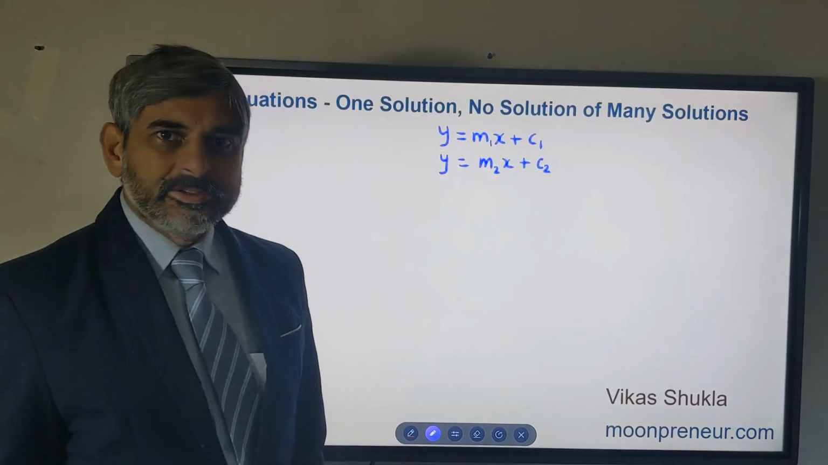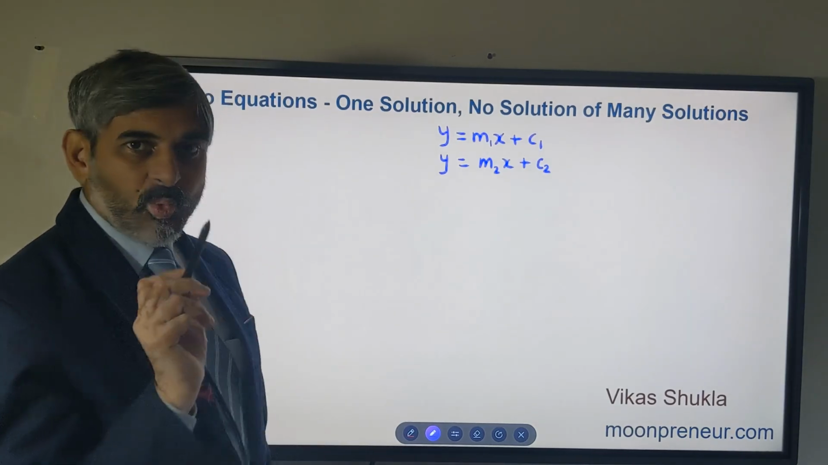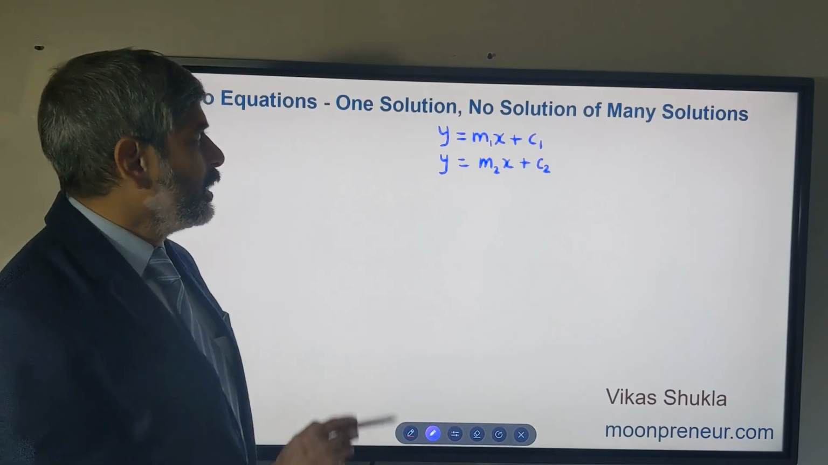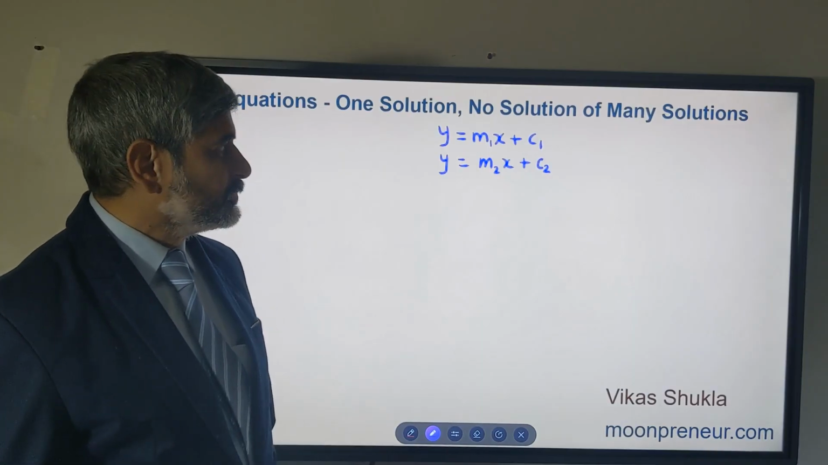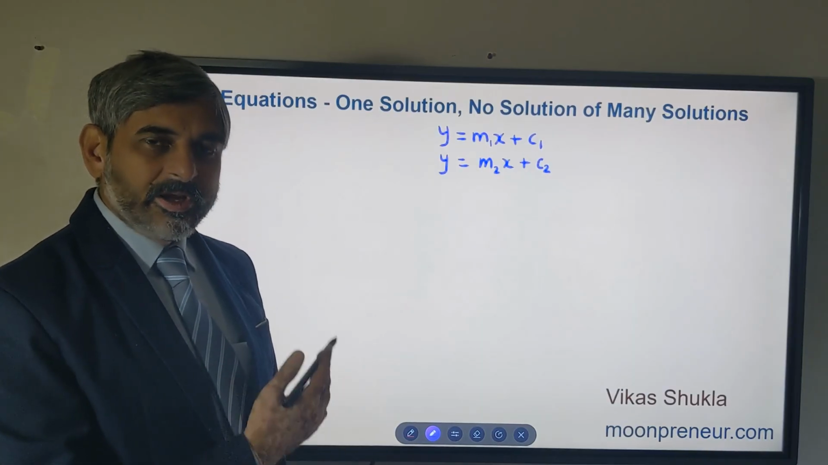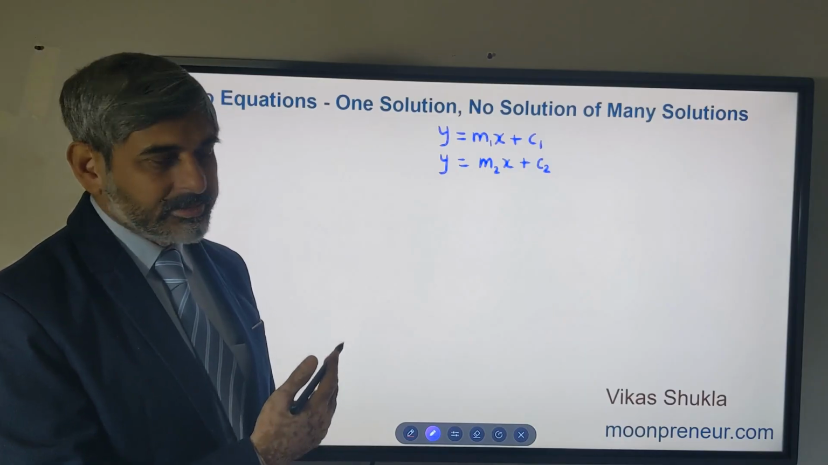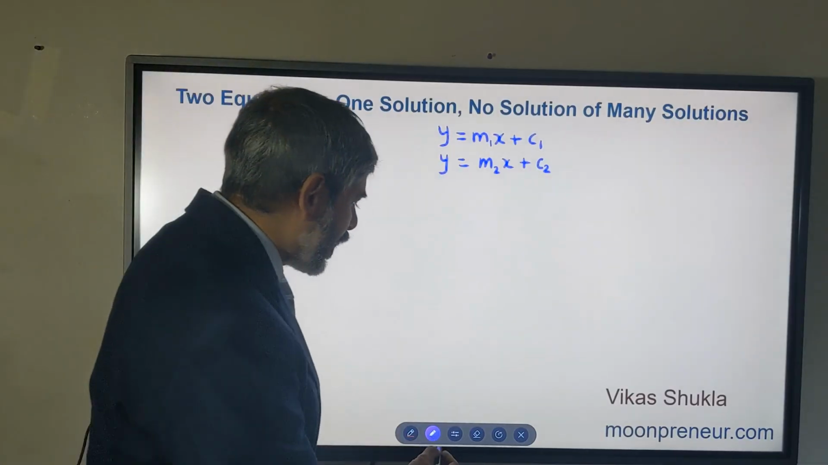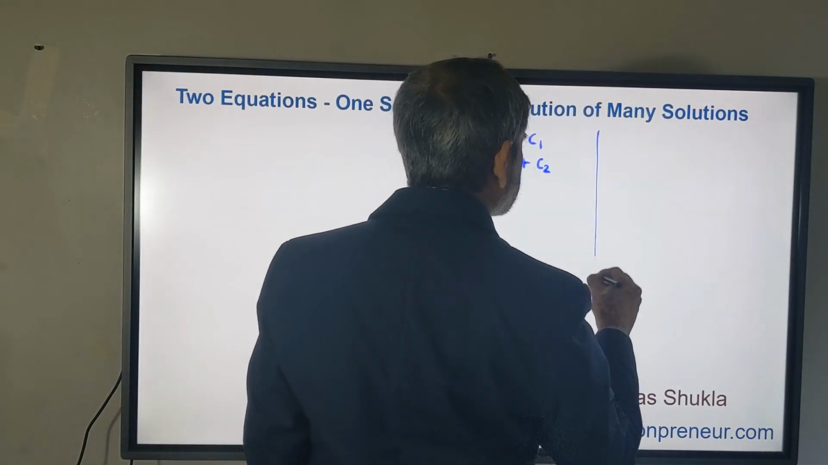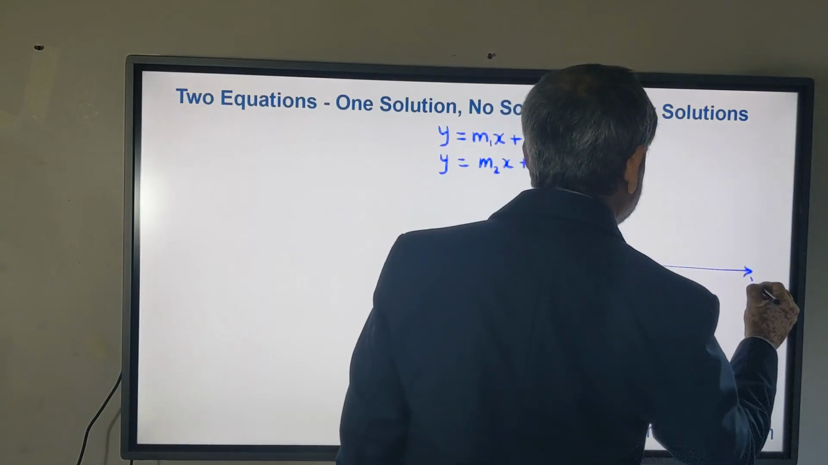These two equations may have one unique solution, no solution, or infinitely many solutions. We'll try to see under what conditions this happens. Let's take a look at these two equations and try to plot these equations on an xy axis.